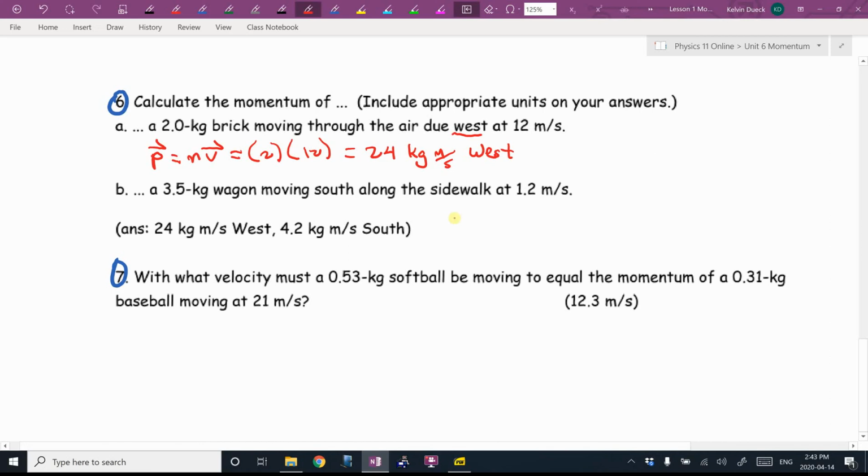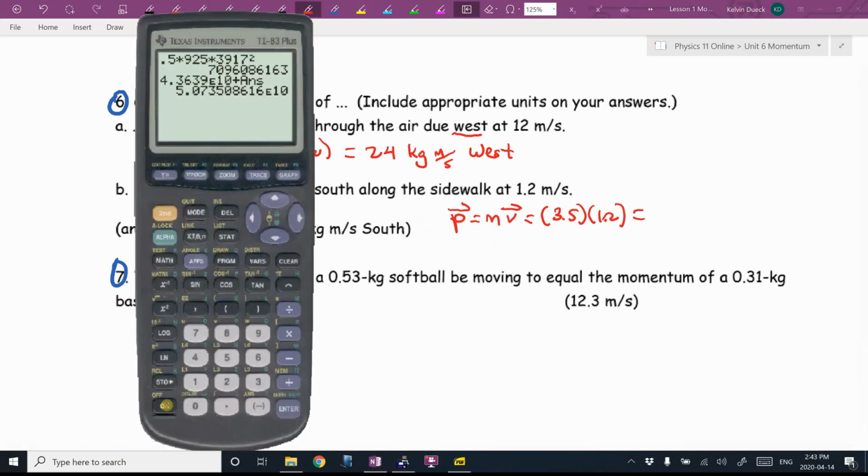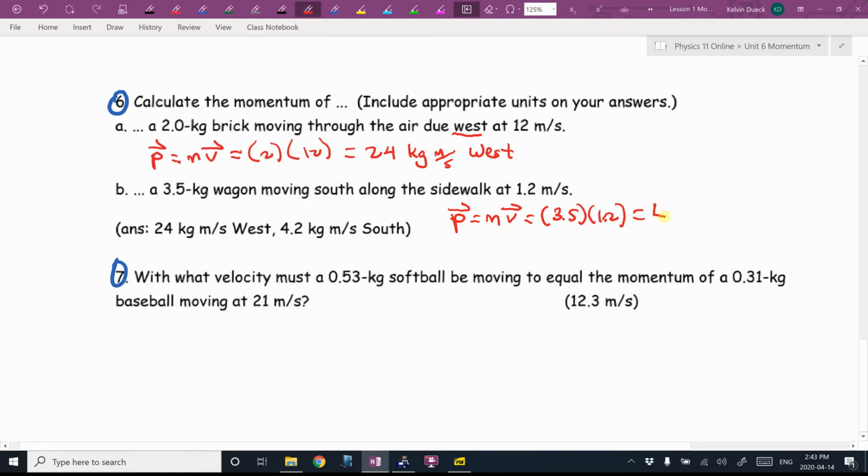B, momentum is mass times velocity. It's going to be 3.5 times 1.2. Do that one in your head, Mr. Dueck. Okay, fine. 3.5 times 1 is 3.5. 3.5 times 0.2 would be 0.7. So it's going to be 3.5 plus 0.7. Is it 4.2? Did I get the magnitude right? Hey, good. 4.2 kilogram meters per second. And the direction would be south.